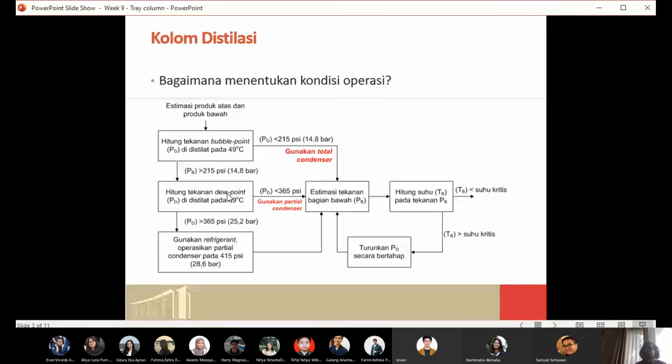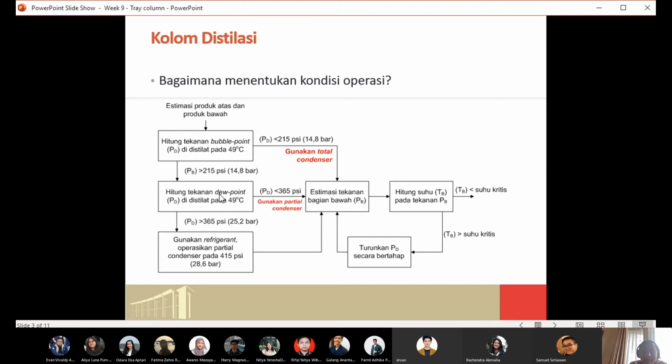Because if the bubble point pressure is too high, it will be very costly. So to reduce the pressure, we move a bit to the dew point condition. It is similar to the previous case: in a dew point condition, the temperature we select is around 49 degrees C. Why 49 degrees C? Again, in order for us to be able to use cooling water or an air cooler. So this is the reason why we select 49 degrees C.